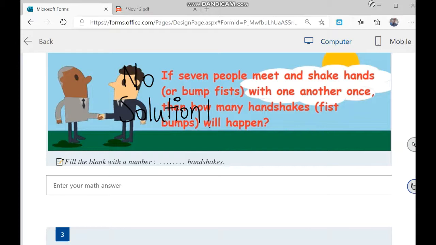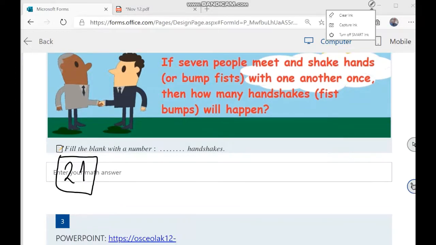work a warm-up exercise here. Is this bell work? If 7 people meet and shake hands or bump fists with one another once, then how many handshakes or fist bumps will happen? And as I told you, it's a very simple problem. You need to work with multiplication and something else. There's a trick, there's a twist.